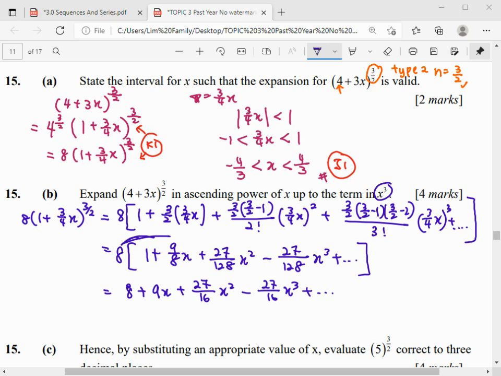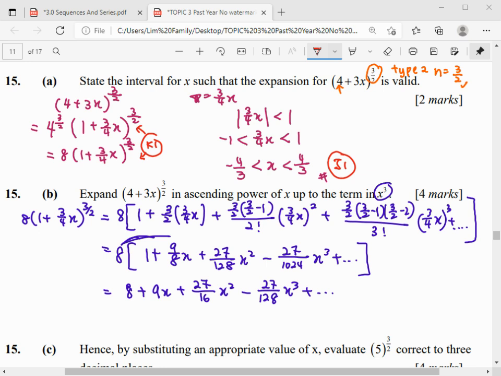So I have a mistake here. I need to correct. This denominator is wrong. So this denominator is 1024. So here we'll get 128.